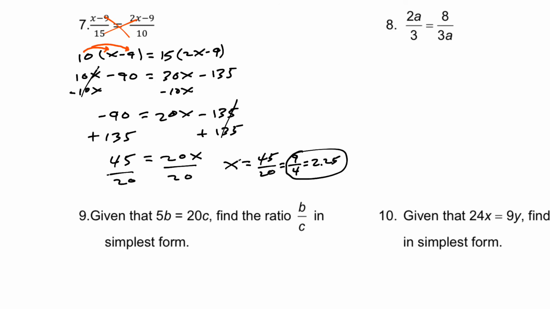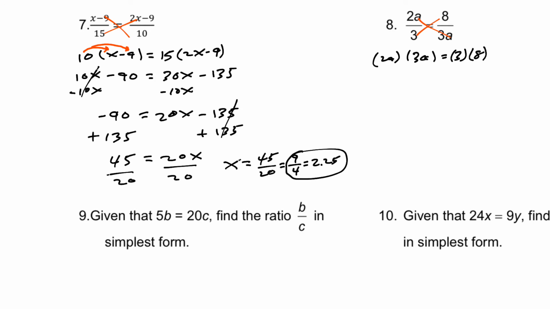In number 8, we're going to do our cross products again like this, 2a times 3a, and then set that equal to the other cross product, which would be 3 times 8. We have 2a times 3a equals 3 times 8.